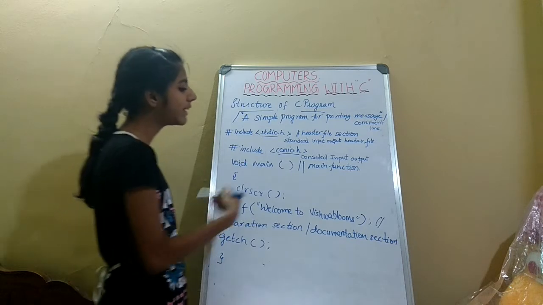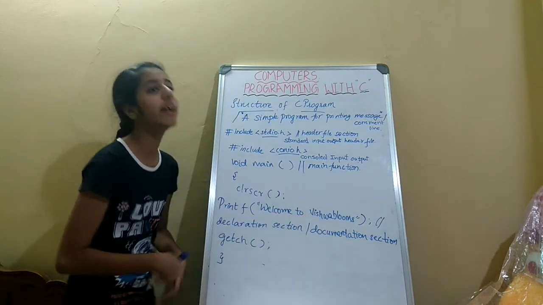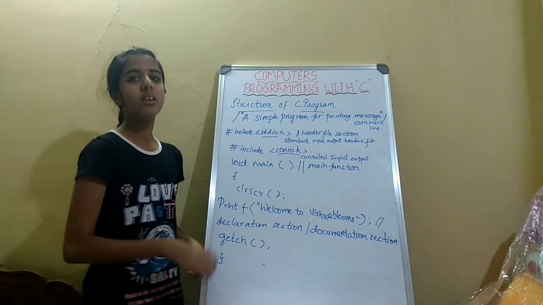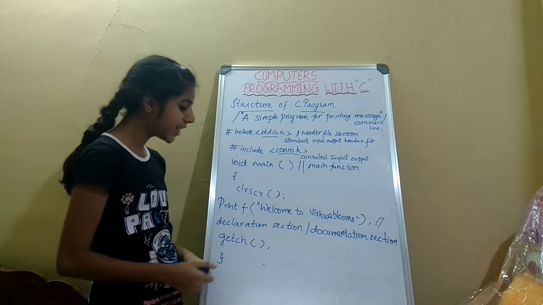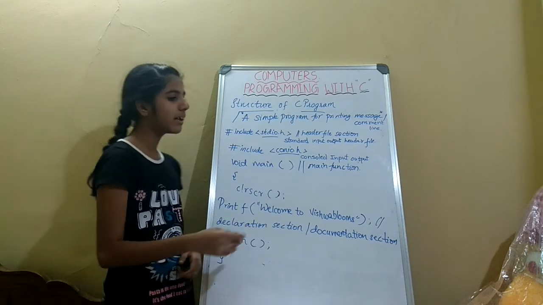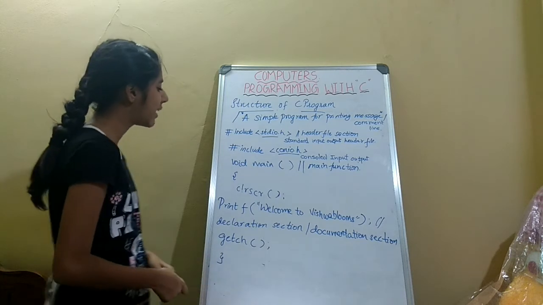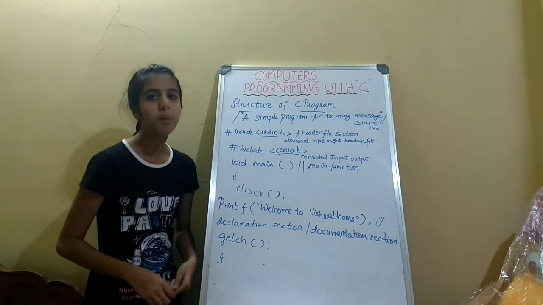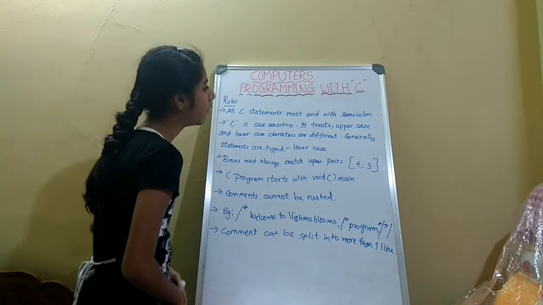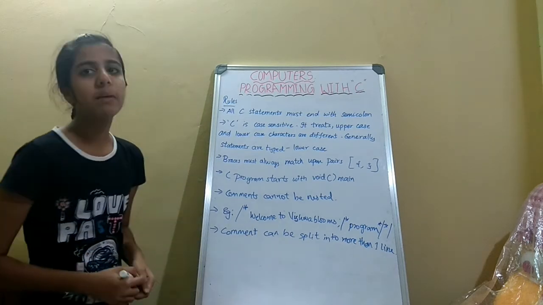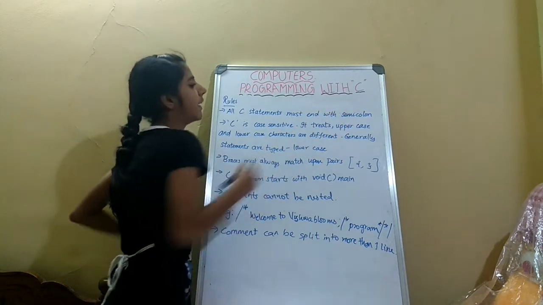So printf is used to print, for example, welcome to Vishwablooms. This sentence is there, so it tells the program to print a paragraph or anything. getch means that if anything is wrong, it directly goes. And this closing curly brace is the end of the program. See, all C statements must end with a semicolon. So in C programming, everything should end with a semicolon.